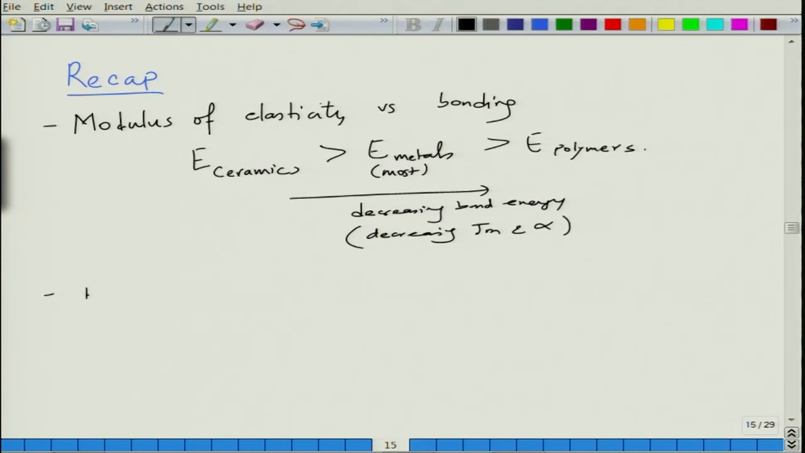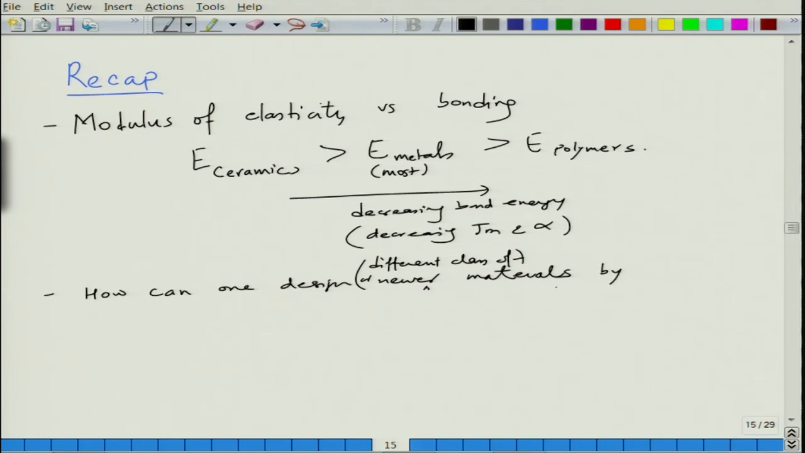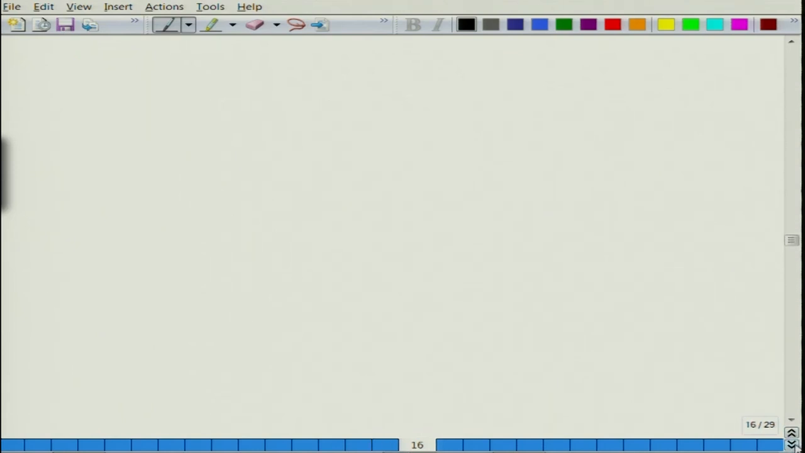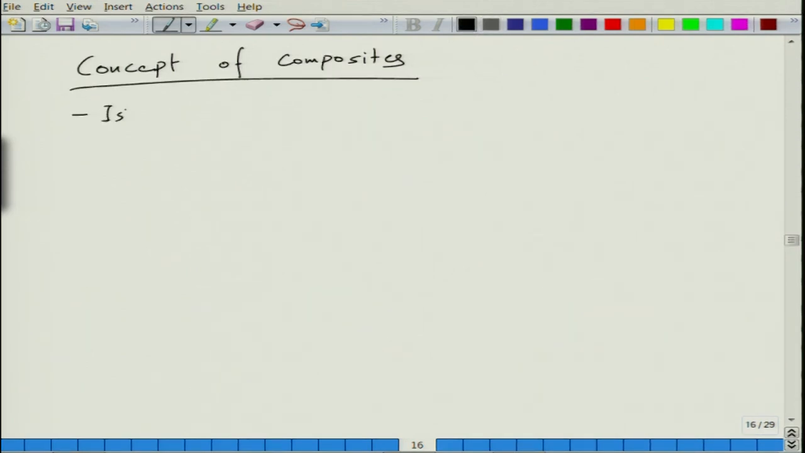And then we saw how one can design newer materials, or let us say a different class of materials, by mixing two contrasting phases or materials. So this concept of composite, by the way, is not a very new concept.